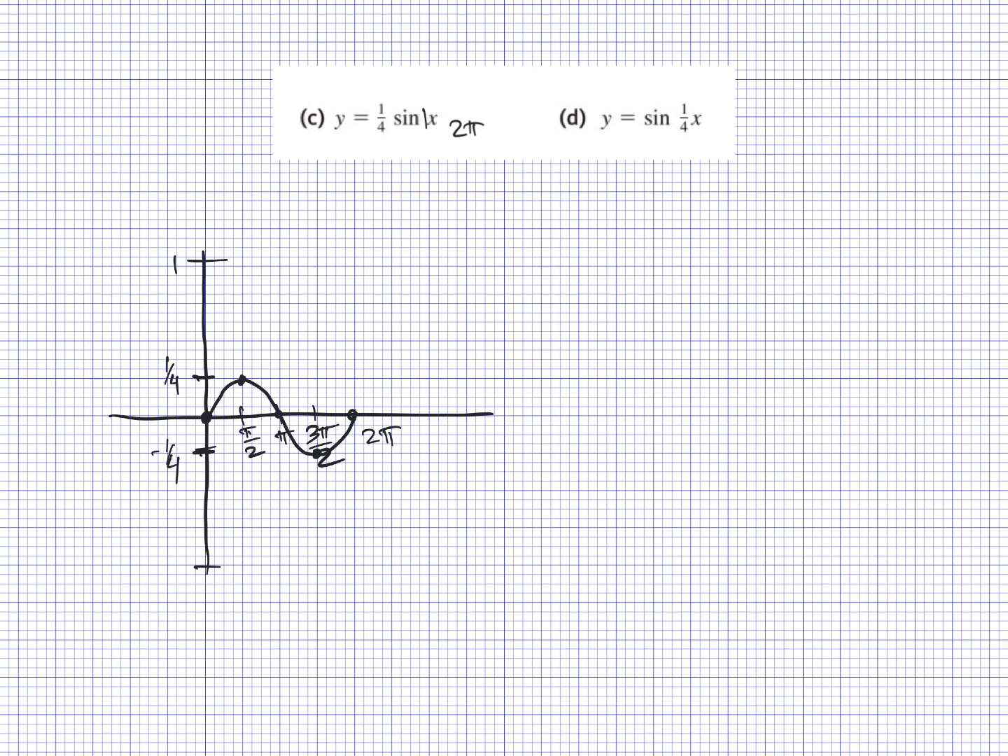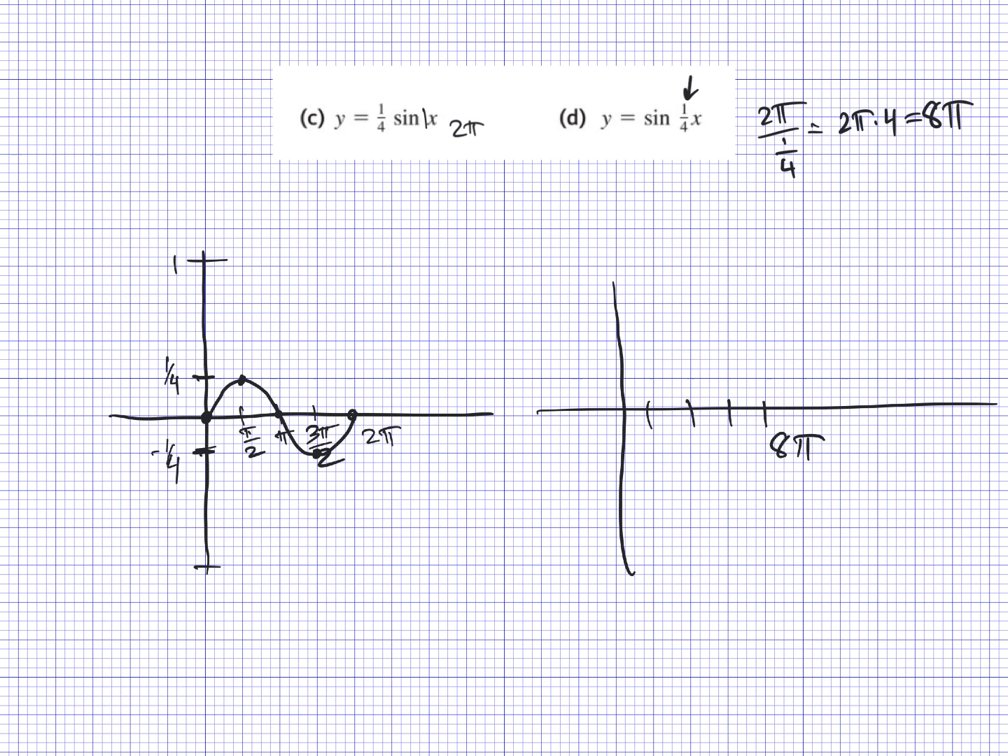And then if we put the 1/4 in the b position, 2 pi over 1/4 is 2 pi times the reciprocal, or 8 pi. So this stretches it horizontally all the way out to 8 pi. So again, I'm just going to make 4 marks. It's not proportional to the other one over here.